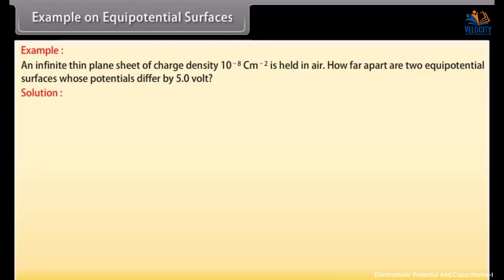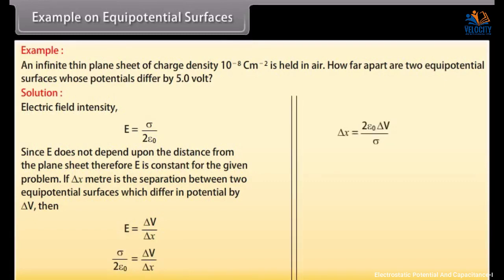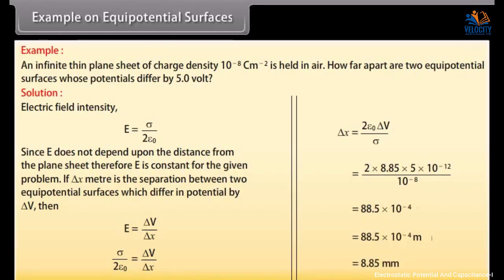Let's see the solution. We know that electric field intensity E is equal to sigma upon 2 epsilon naught. Since E does not depend upon the distance from the plane sheet, E is constant for the given problem. If delta x meter is the separation between two equipotential surfaces which differ in potential by delta V, then E is equal to delta V upon delta x. We evaluate the value of delta x as 2 epsilon naught delta V divided by sigma. By putting the values in the equation and evaluating, we get the value of delta x equal to 8.85 millimeter.